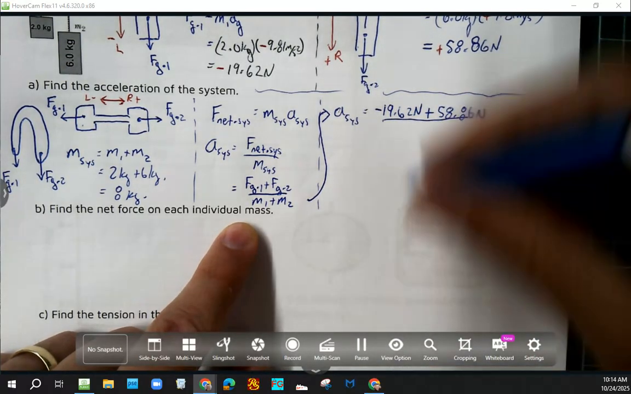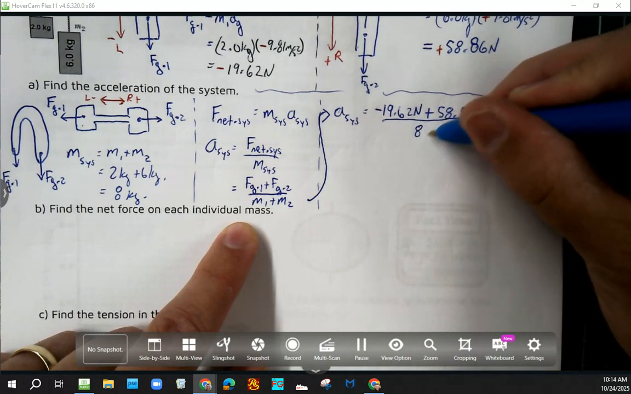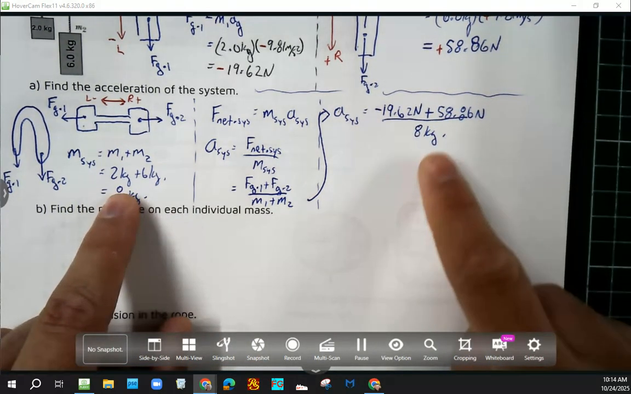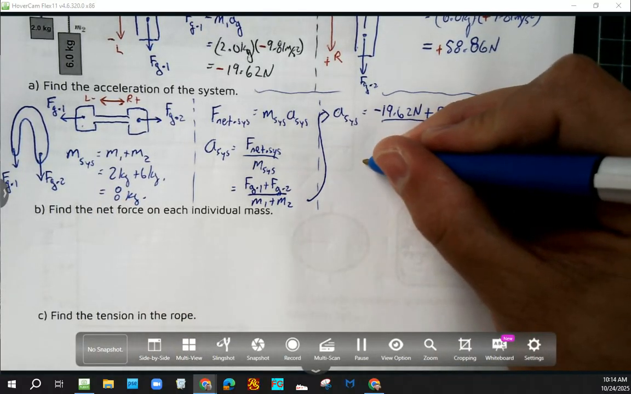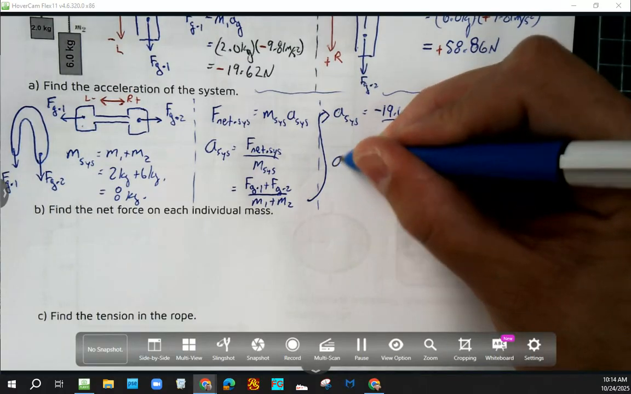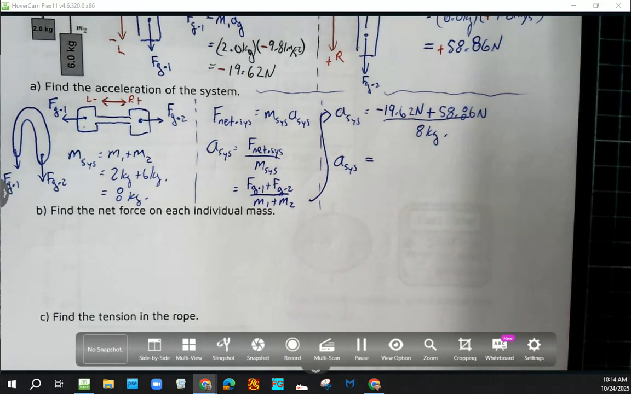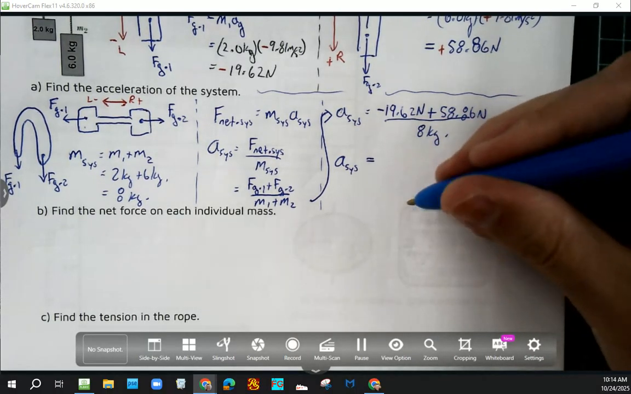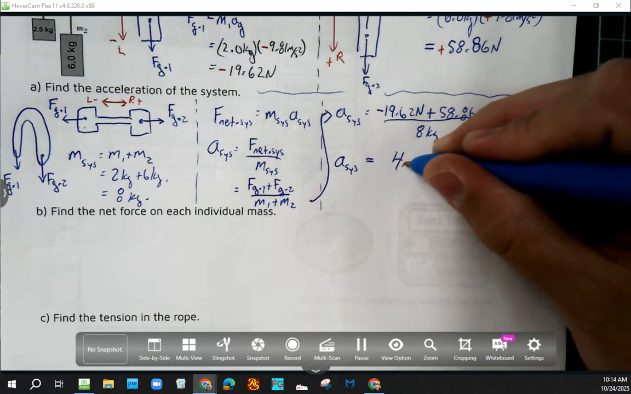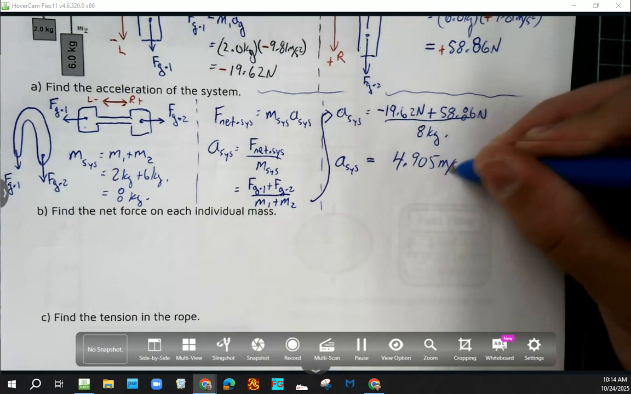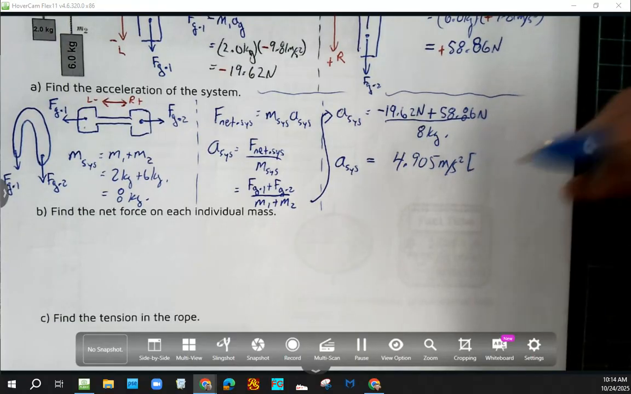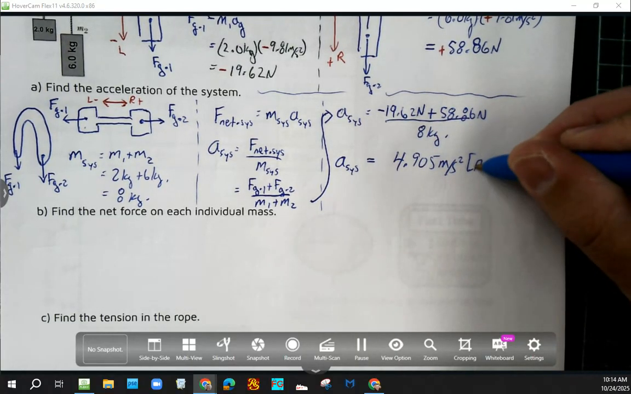And we already figured out mass 1 plus mass 2 was 8 kilograms. So I'll just write it as 8 kilograms now. We could have written it as 2 plus 6. And if I do a little bit of calculating here, can you guys help me out? Somebody with a calculator. What's negative 19.62 plus 58.86? Got it? 39.24. Then 39.24 divided by 8. Yep. 4.905 meters per second squared. And direction-wise, since this is positive, it's to the right.